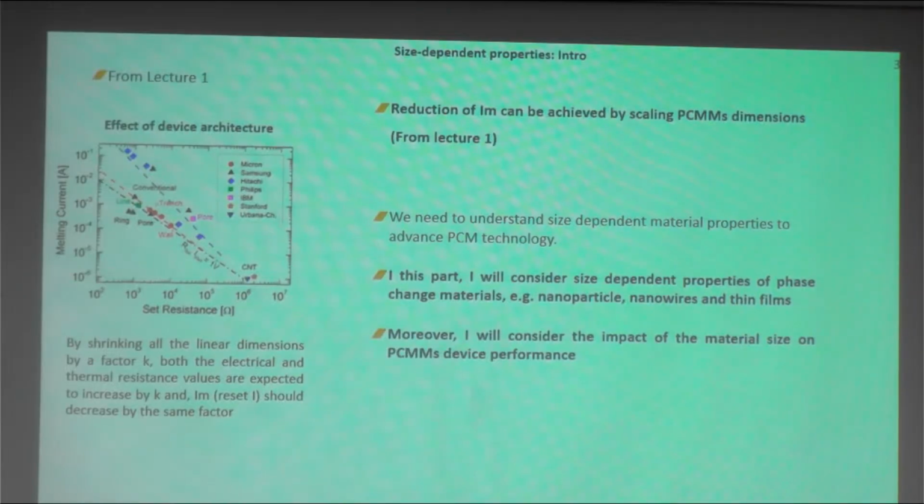So in this part of my talk, I will consider the size-dependent properties of phase change materials like nanoparticles, nanowires, and thin films. And I will also consider the impact of the material size on PCM device performance.